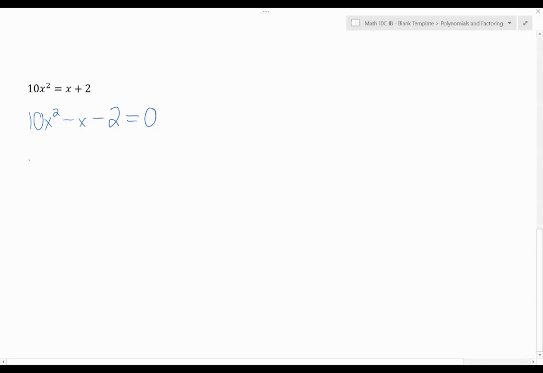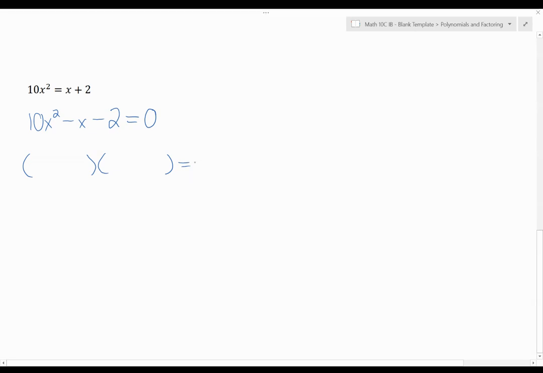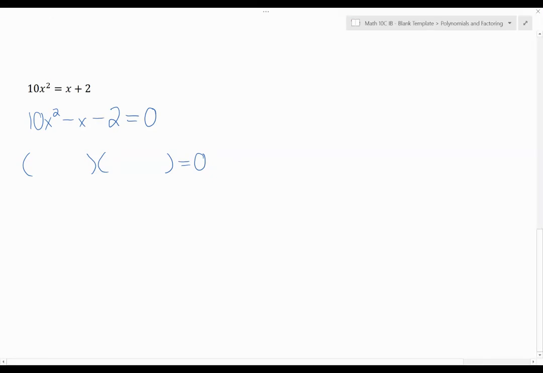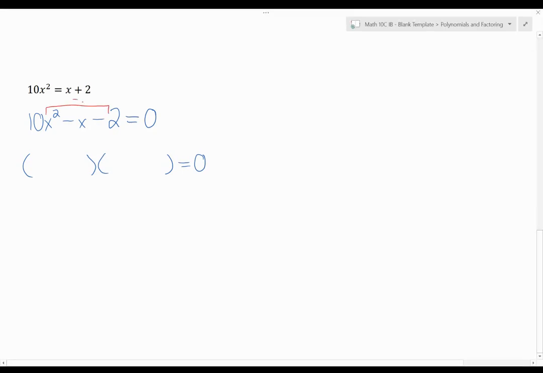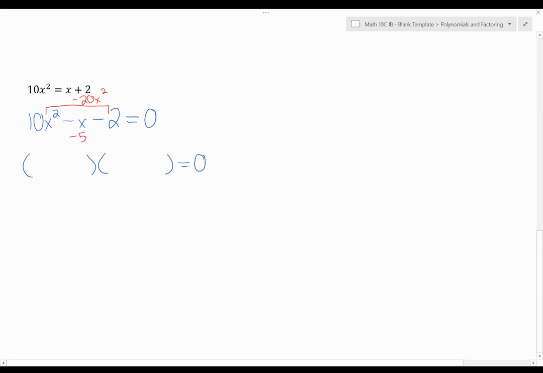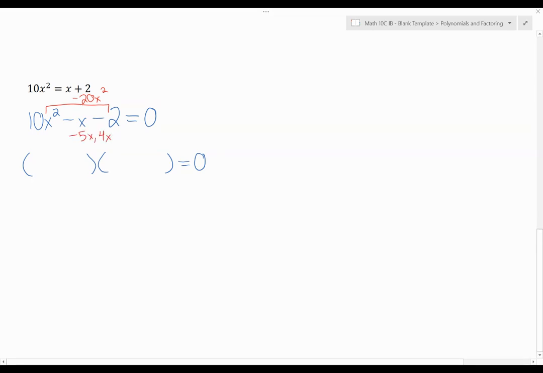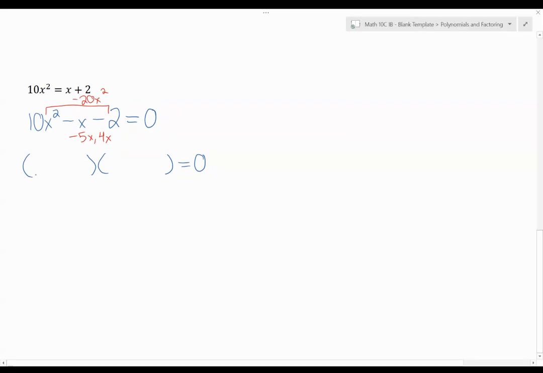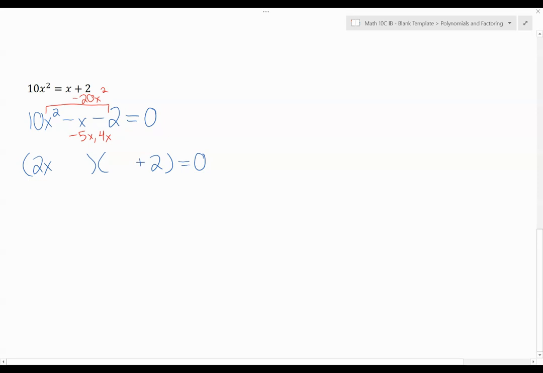And now I need to factor it because I need this expressed as a product and not, as I have here, a difference or a sum or anything like that. So I'm looking for two terms whose product is negative 20x squared and whose sum is negative x. So that is negative 5x and 4x. So the 4x is going to have to come from 2x times 2, that would be positive, and the 5x is going to have to come from 5x times negative 1.